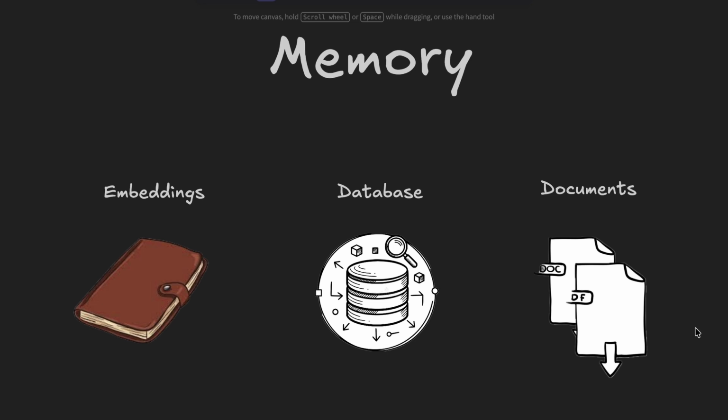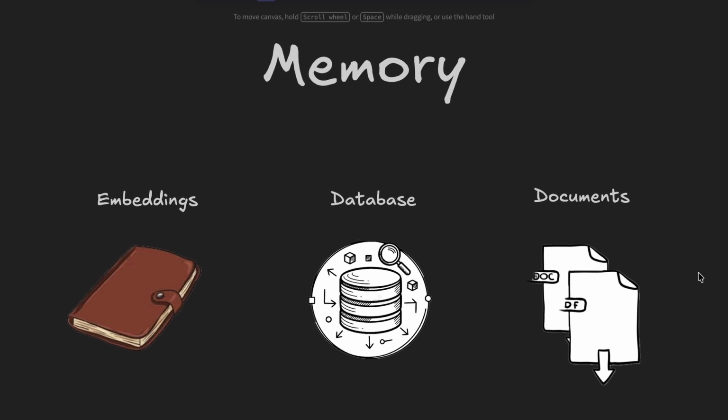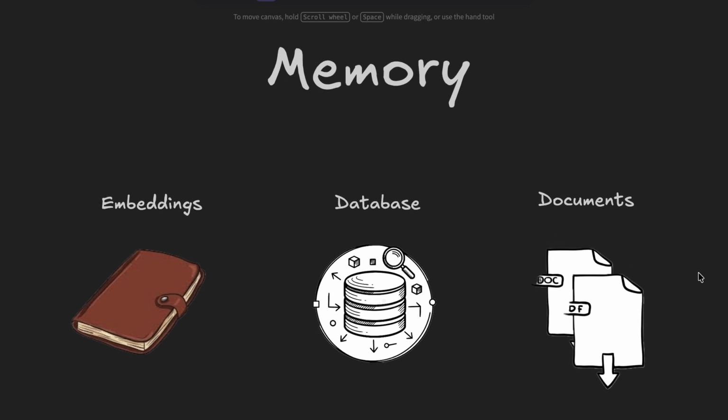And third is documents. Documents are stored in memory again in the form of vectors by summarizing them, or you can make some analysis on some Excel files and store their results, and so on and so forth. So these are the memories that you can store in your AI agent.